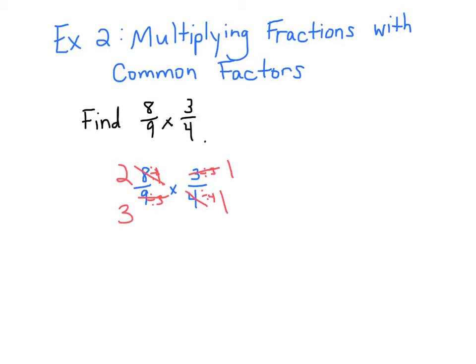So this first new fraction is 2/3, so we're going to write that. And then multiplied by this second new fraction, which is actually 1/1 after we did all that reducing and simplifying, and then we just multiply across again, and we have 2 times 1, which is 2, and 3 times 1, which is 3, so the answer to 8/9 times 3/4 would be 2/3.